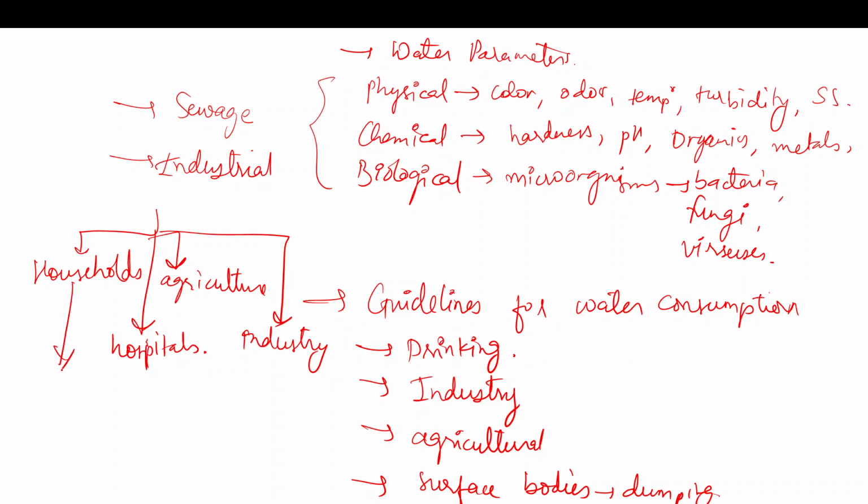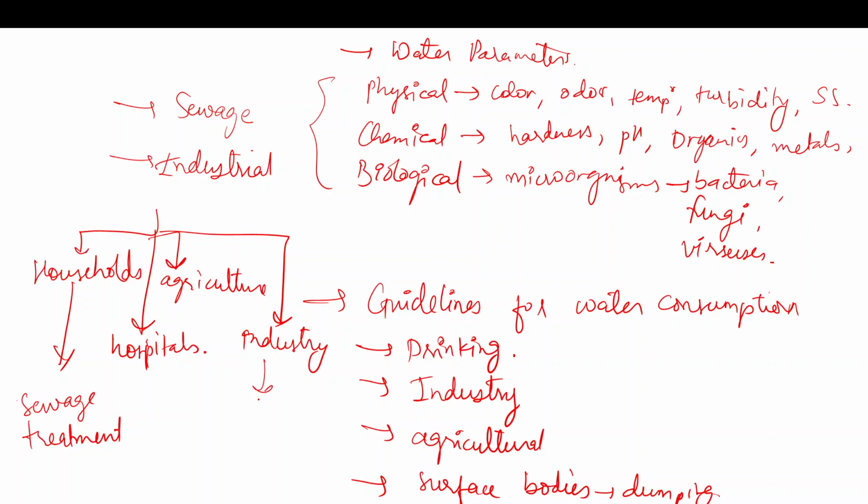Mainly the water coming from households ends up in a municipal sewage treatment plant, because from households you will have wastewater with detergent used to wash clothes, then soap, and water from toilets. So it ends up in sewage treatment, because you need to treat it and reuse it again. So that recycling happens.